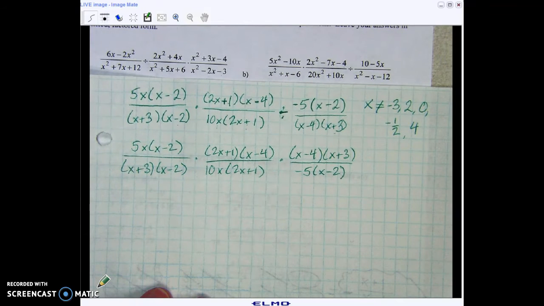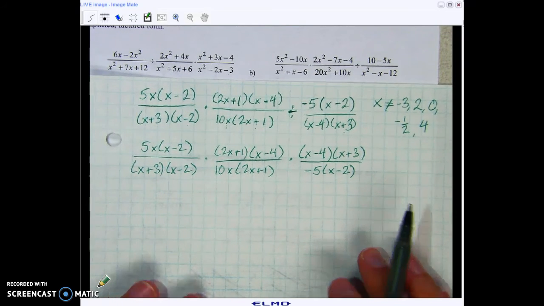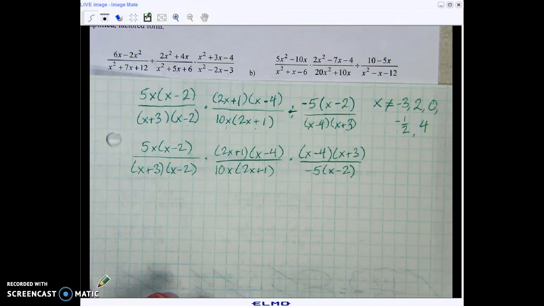All right. But now the fun part, we get to cancel, right? We get to eliminate. We get to divide out whatever on top goes with whatever matches with it in the denominator, right? So what do we have?